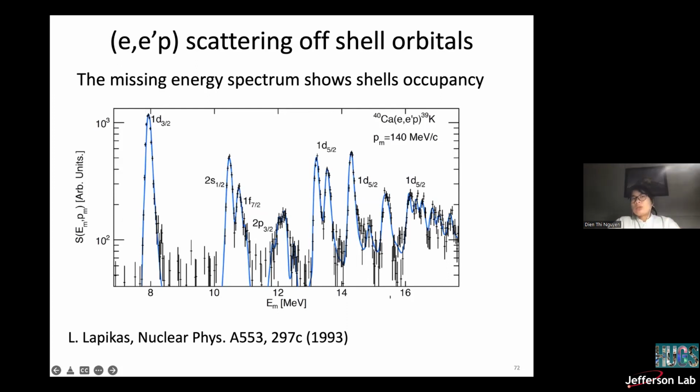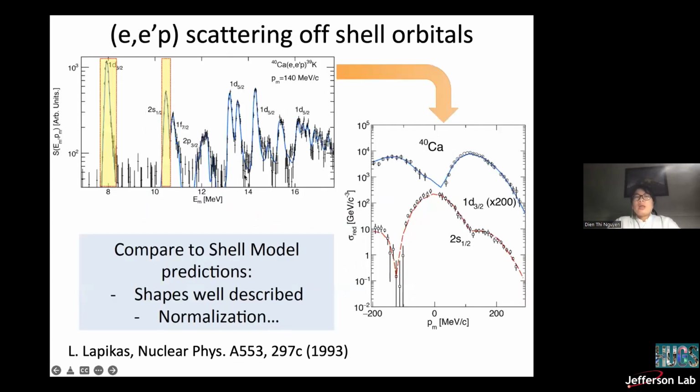Now what we want to do next is, based on this missing energy spectrum, isolate the different shells. We select one, and then what we plot is the p-miss distribution. In this approximation, we can take p-miss as the initial momentum of that nucleon, so that we can study the initial momentum of the proton inside the nucleus.